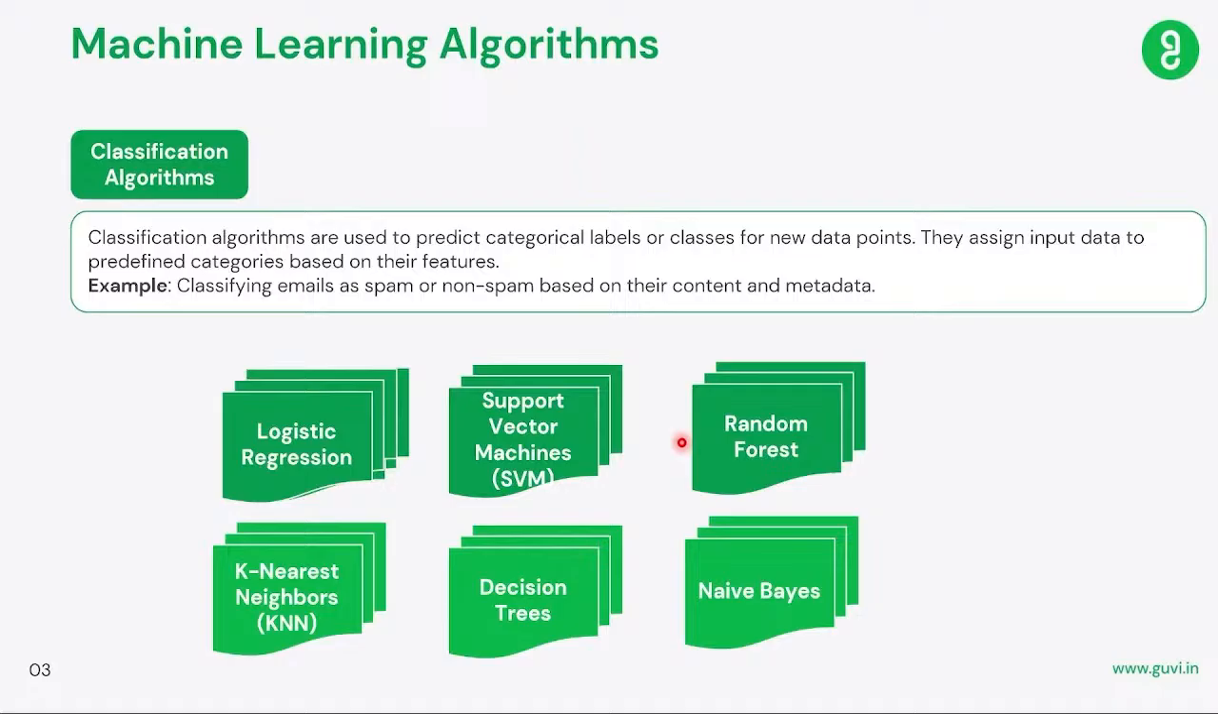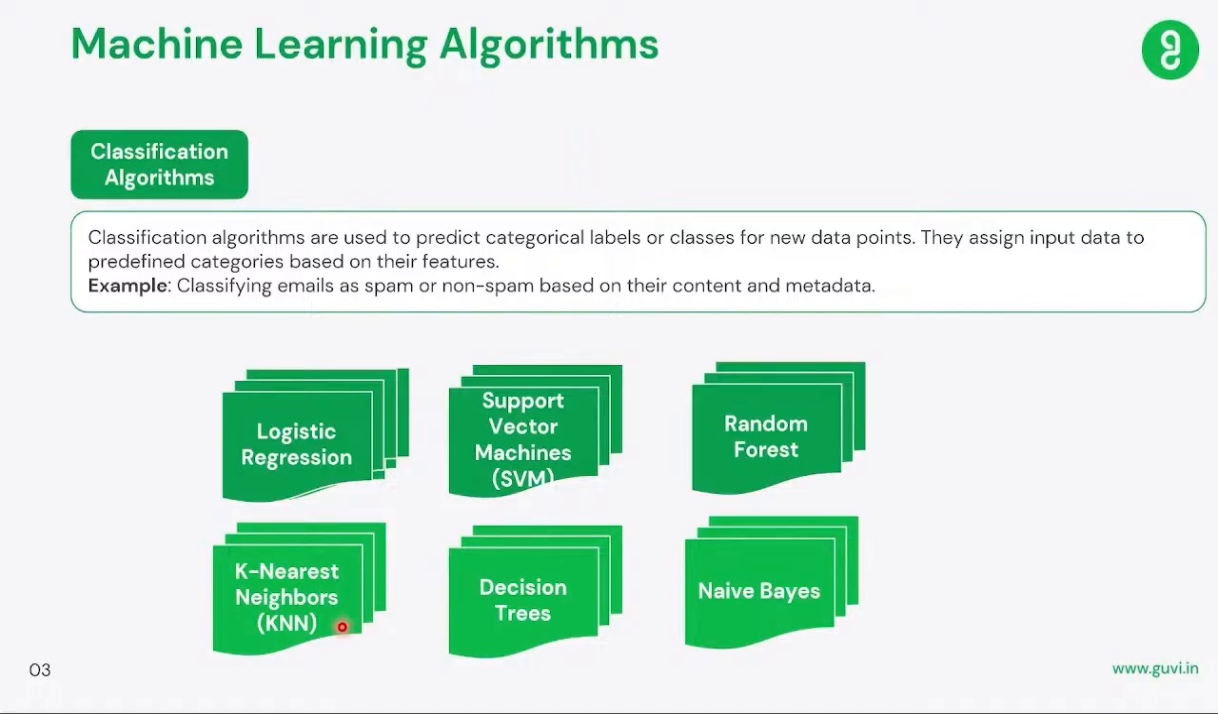Random forest. Random forest is an ensemble learning method. Now, what's ensemble learning? It's multiple singular models combined together, and random forest is an ensemble learning method that builds multiple decision trees and combines their predictions through averaging or voting. An industry example would be predicting whether a loan applicant is likely to default or not based on various financial attributes in the banking sector.